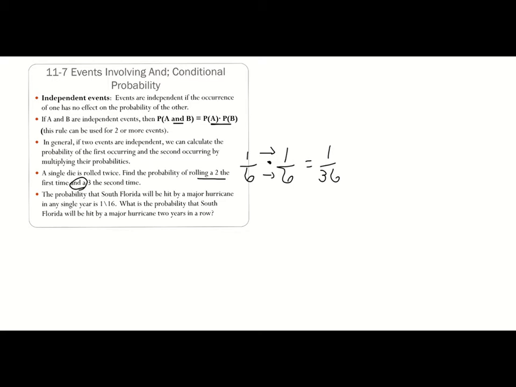Next, we have the probability that South Florida will be hit by a major hurricane in any single year is 1/16. What is the probability that South Florida will be hit by a major hurricane 2 years in a row? Any single year, the probability is 1/16. We want 2 years in a row. The first year is 1/16. The second year is 1/16. The 2 years are independent; the first year doesn't have any effect on the second year. So when I multiply, I end up with 1 over 256.